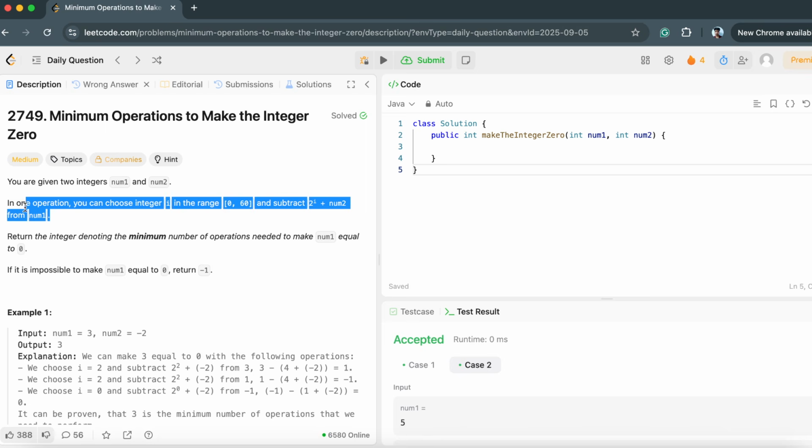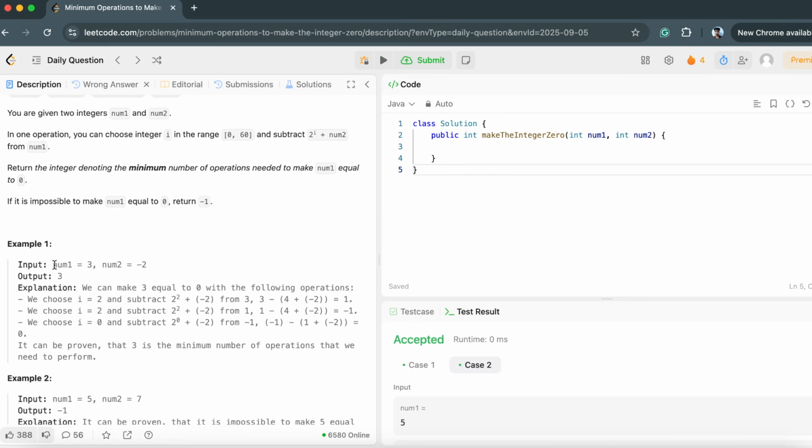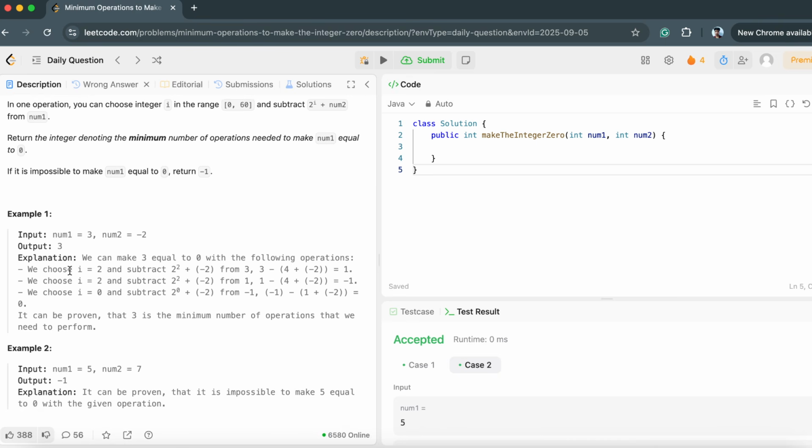So we have to keep on performing this operation until num1 becomes 0, and whatever minimum number of operations we require to make num1 equal to 0 is what we have to print as the output. In the first example, num1 is equal to 3 and num2 is equal to -2. If we pick i equal to 2 from the range 0 to 60, then 2 to the power of 2 minus 2 is what we have to subtract from num1.